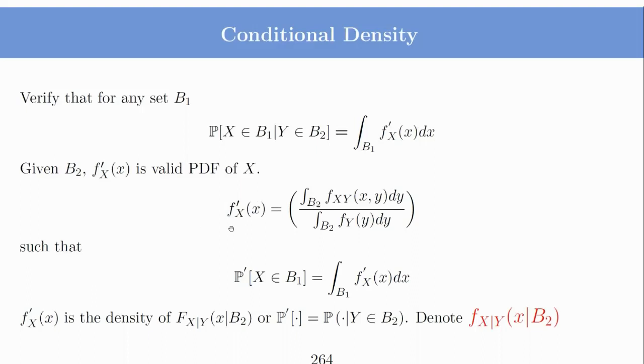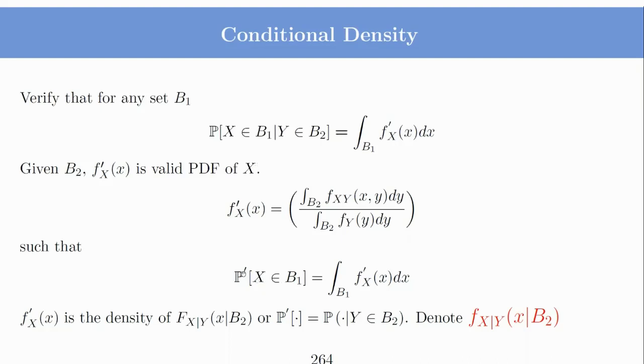So just to state this, this function, given as the integration of the joint PDF over B2 divided by the PDF of y over B2, this ratio is a function of x, and it is a function such that if you take any set B1, then the probability that x belongs to B1 conditioned on y belonging to B2 is given by the integration of this. Okay, because this is also a probability measure. We have shown that conditional probability is also a probability measure.